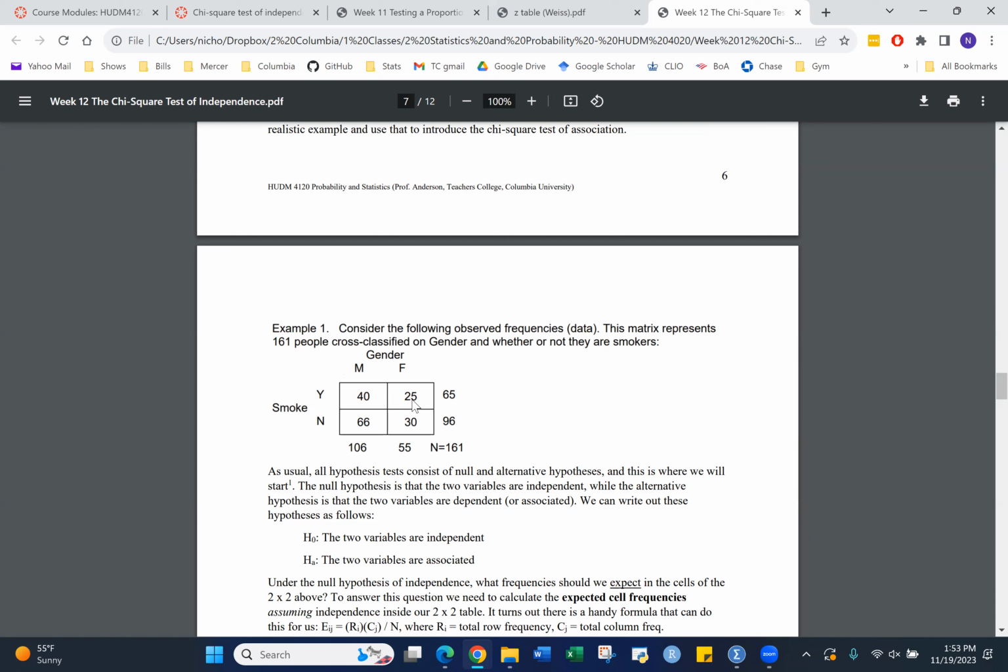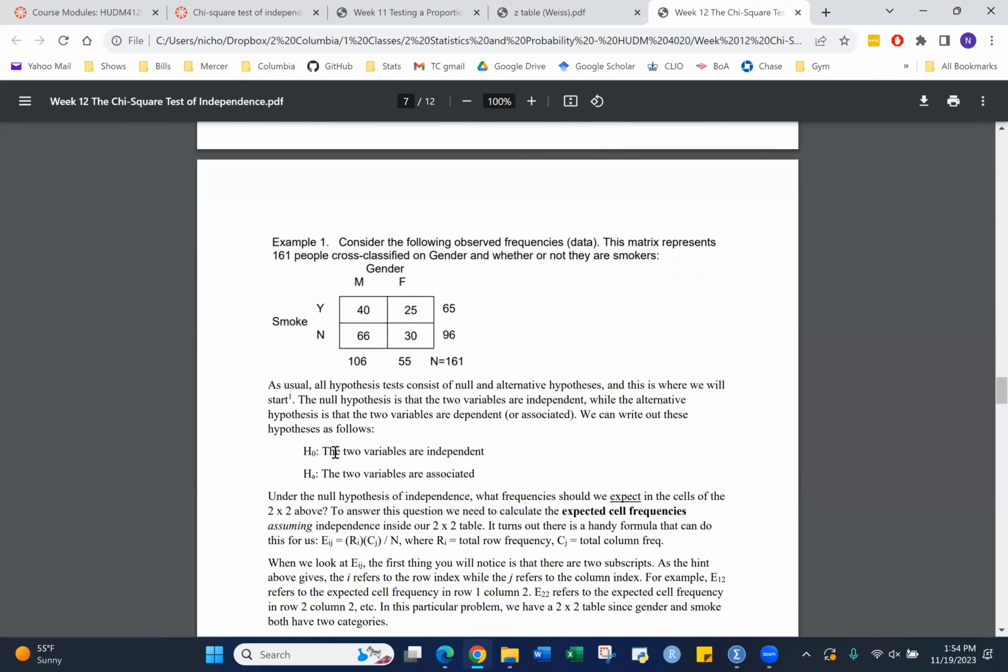It's subjective, right? You could ask different people and they might say, hey, yeah, I think that's meaningful. Some people might say, well, it's actually pretty close. We're talking about a few. So to remove that subjectivity, we introduce the chi-square test of independence.